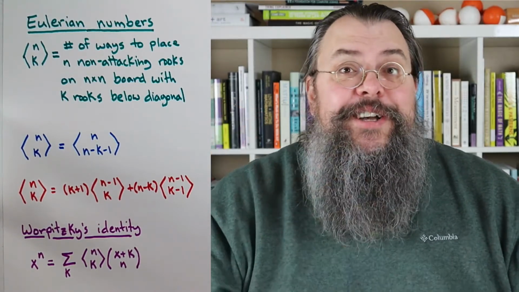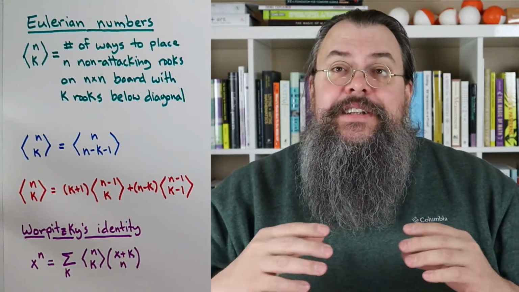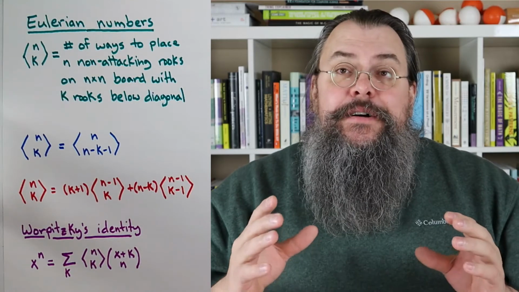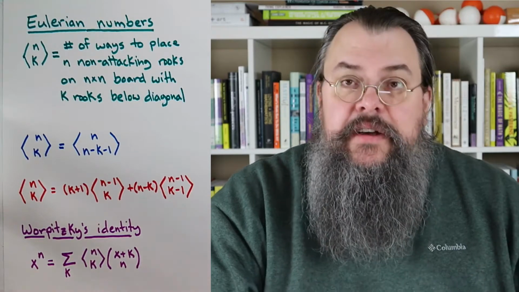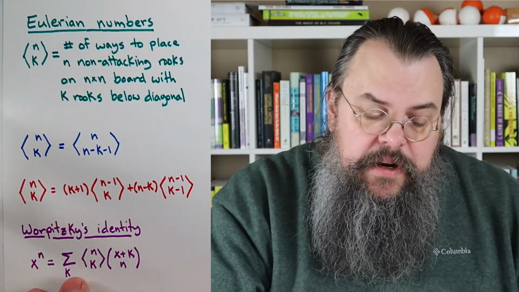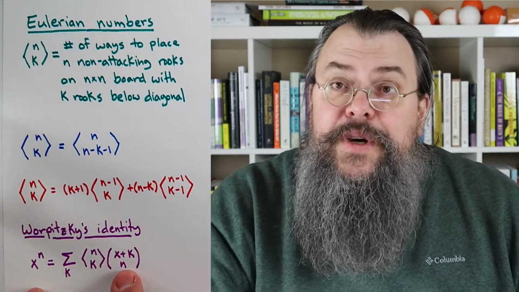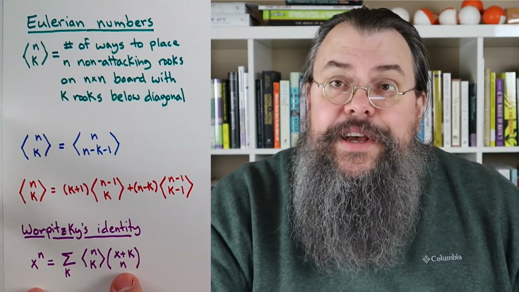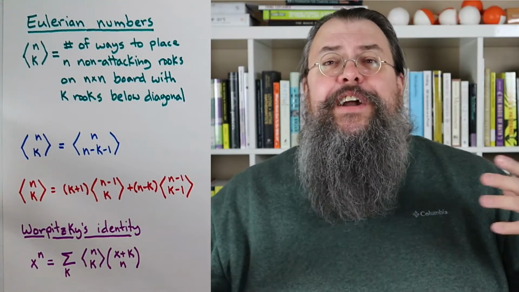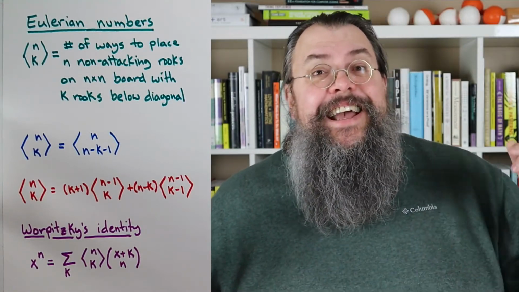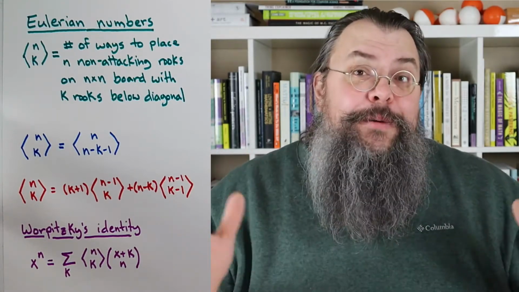The third thing we're going to talk about is something called Worpitzky's identity. Now, it sounds a little strange. Well, what does it say? Well, it says if I have x to the power n, that's the sum of the Eulerian number nk times this sort of binomial coefficient looking thing, x plus k, choose n. And you might say, well, when I see a number like x, I think of x as a variable, like it could be any number. It doesn't have to be a whole number. And the answer is yes, in fact, it's true. And we'll talk about what that means, why we would care.